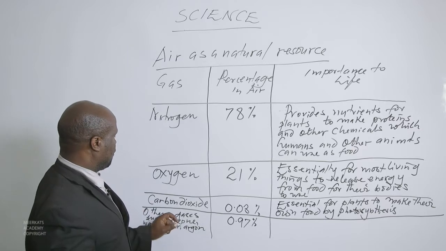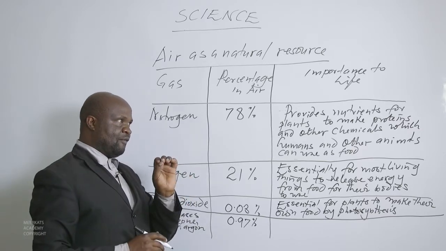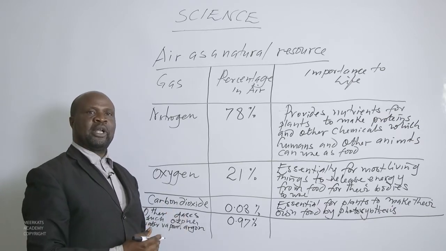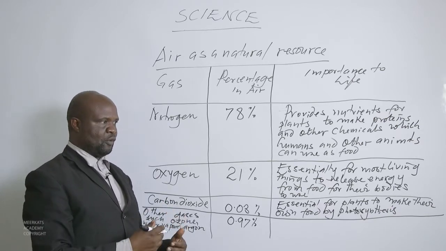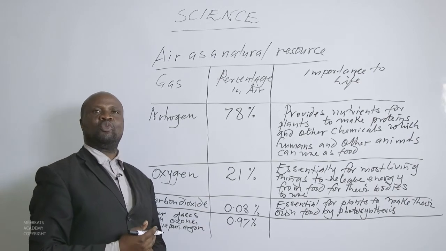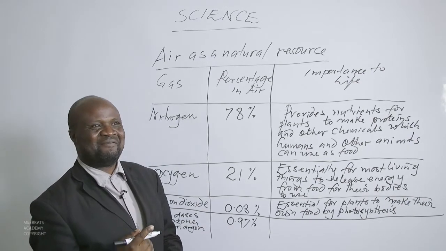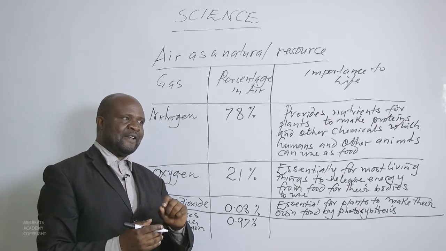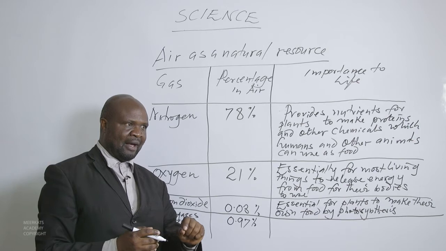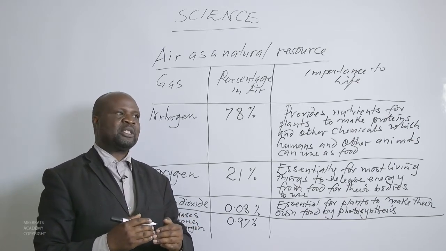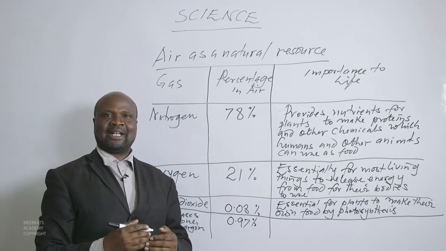For instance, when we talk of the ozone layer, it is a very thin layer, but it is very important. It protects human beings' skin from ultraviolet rays. We have rays that come from the sun. We call such rays ultraviolet rays. So the ozone layer is a very thin layer covering the earth. It's very minute, but it is there. It protects human beings from developing skin cancer.